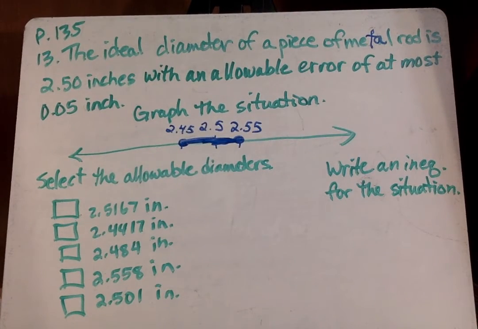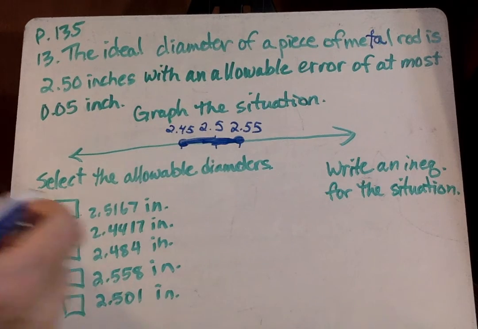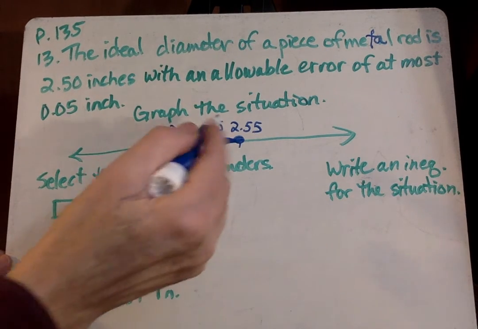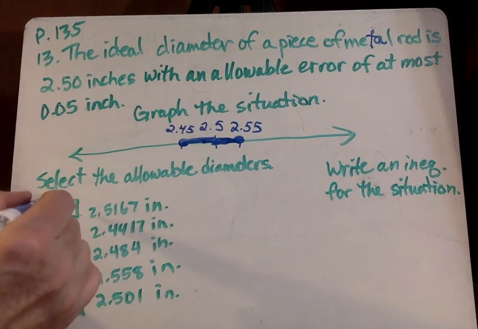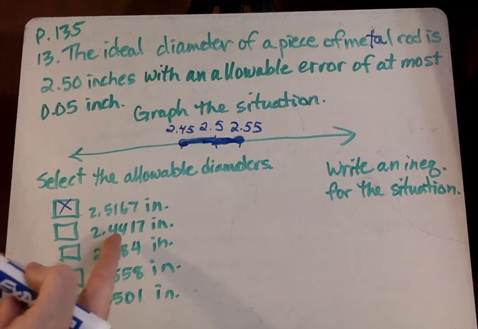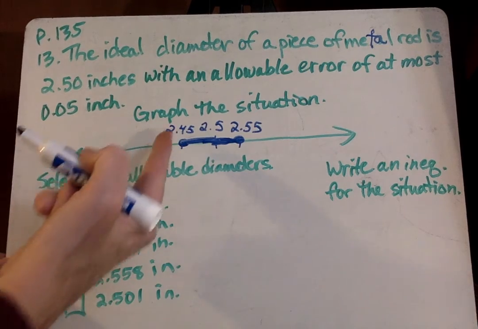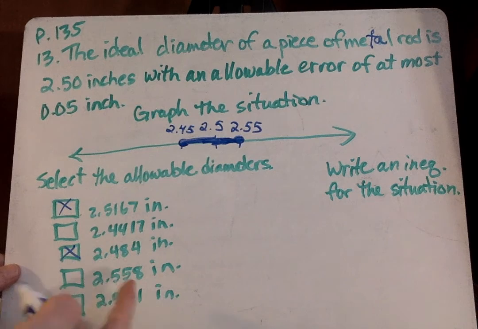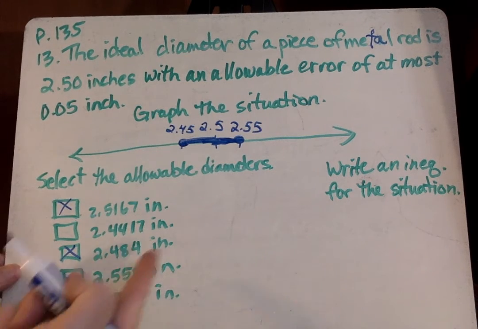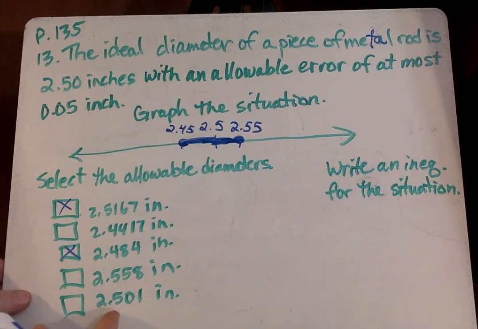So select the allowable diameters. 2.5167. Is that in there? 2.51. Yep. 2.44. No, that's below that. 2.48. Yep, that's in there. 2.558. Nope. 2.501. Yep.